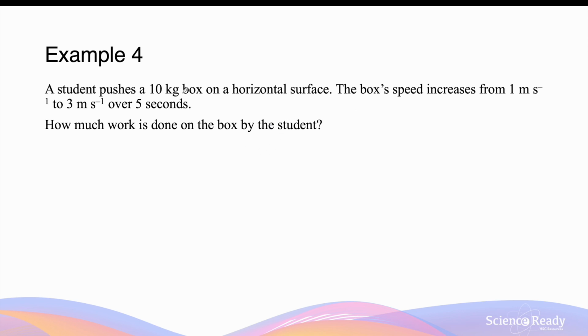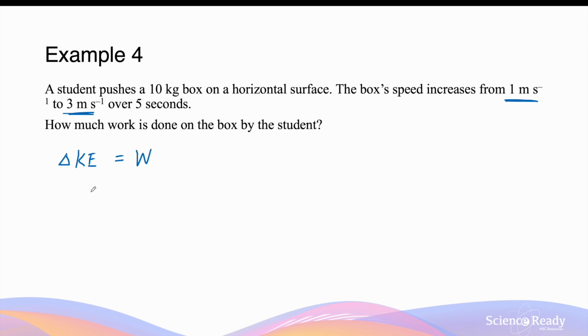A student pushes a 10 kilogram box on a horizontal surface. The box's speed increases from 1 meter per second to 3 meters per second over 5 seconds. How much work is done on the box by the student? So we can see that the box has increased its speed from 1 meter per second to 3 meters per second over 5 seconds. So we can find the change in kinetic energy. This will give us the work done.